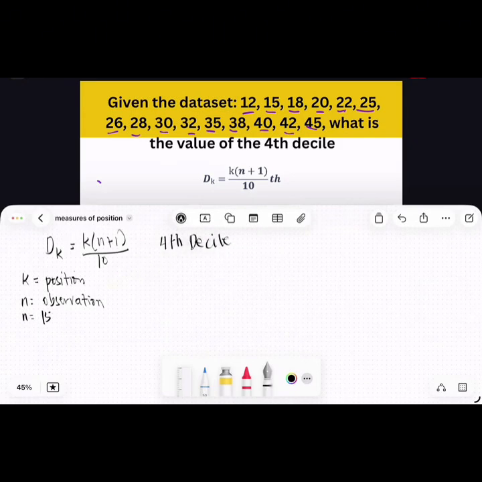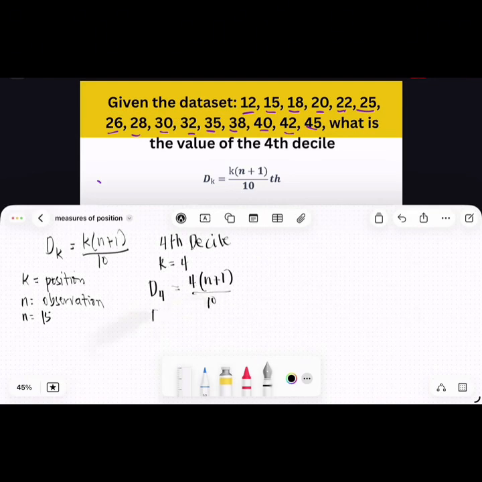So, when we say fourth decile, ibig sabihin, k is equal to 4. Now, proceed tayo with our formula. So, we have D sub k, where k is equal to 4. So, D sub 4 or fourth decile is equal to k, which is 4, times n plus 1 over 10.